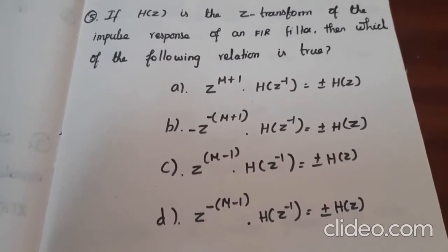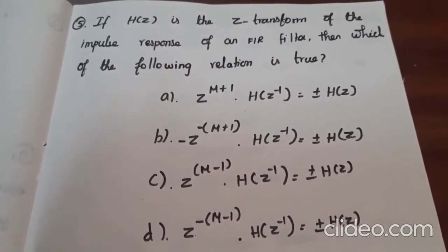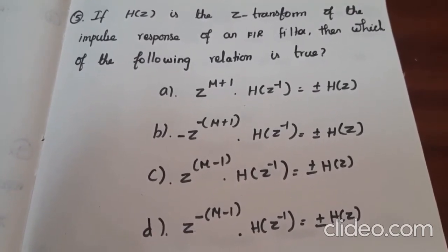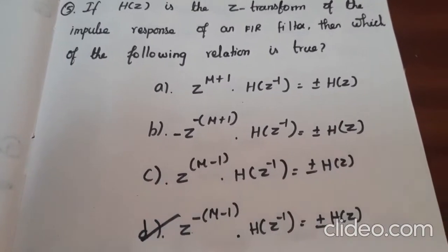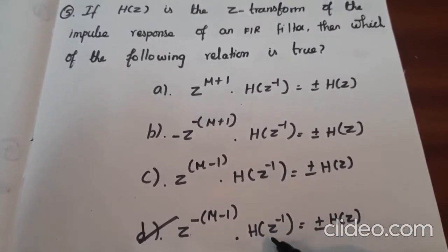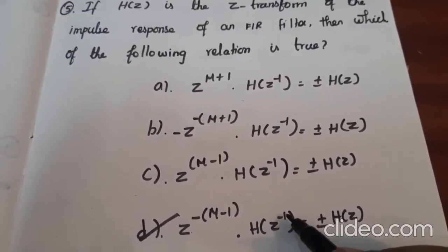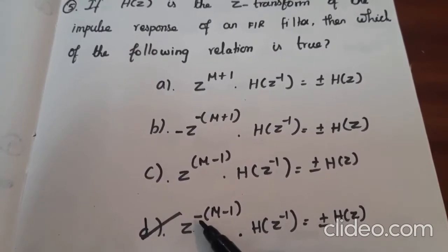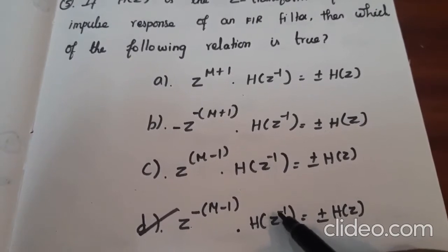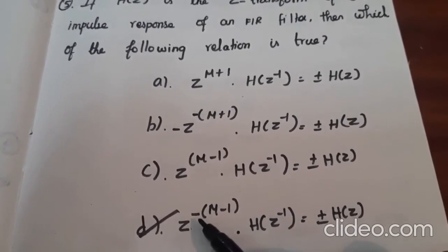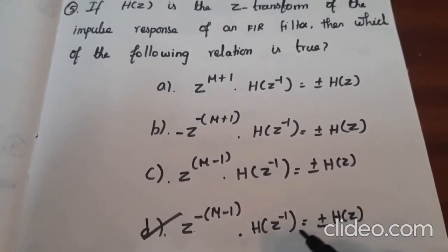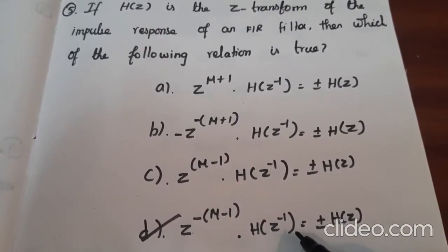Fifth question, if H of z is the z transform of the impulse response of an FIR filter, then which of the following relations is true? So here the answer is D. We will get plus or minus H of z by taking H of z inverse and multiplying with z power minus m minus 1. So this H of z inverse, multiplied with z power minus m minus 1, we will get plus or minus H of z. So the relationship D is the answer.